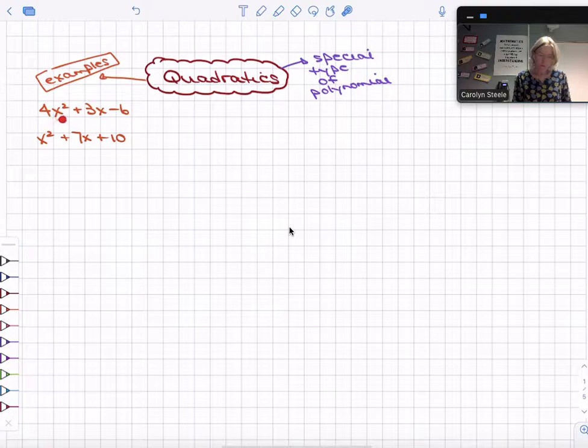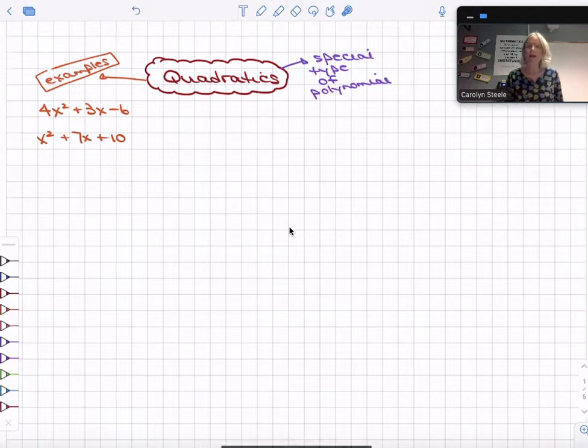For example, 4x squared plus 3x minus 6. That's a quadratic because the highest power is a 2, x squared. Here's another example, x squared plus 7x plus 10. That's a quadratic. Quadratics are super useful, and we can use them to model lots of things in the real world. We'll get to that later this year to see all those uses. The name quadratic, interestingly enough, means square, and it's derived from a Latin word that means square.